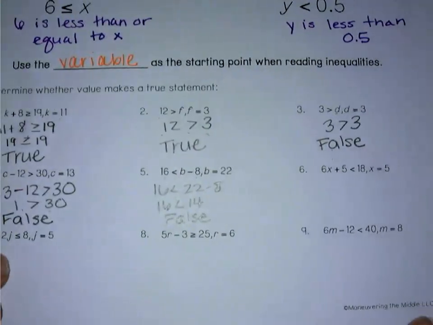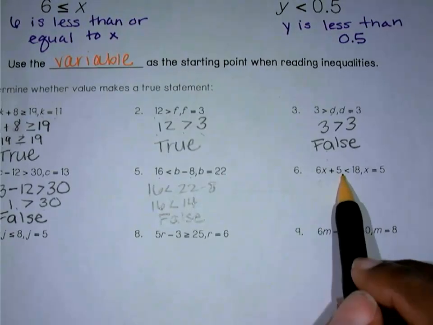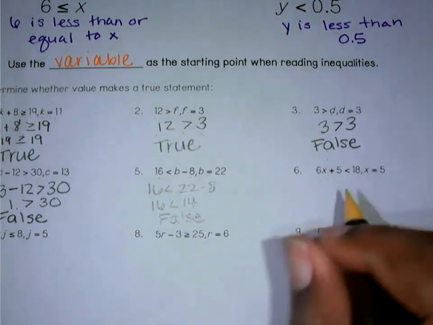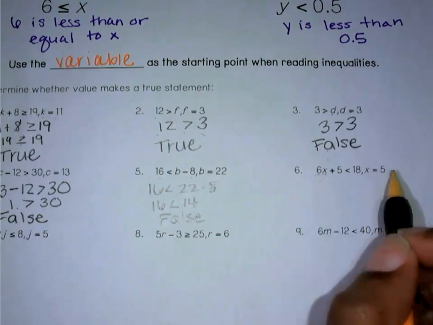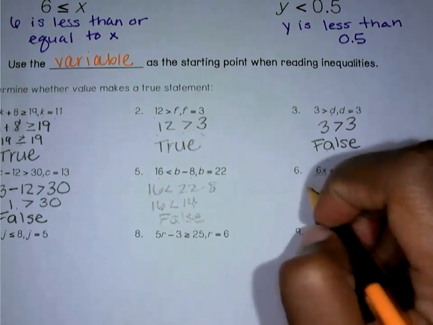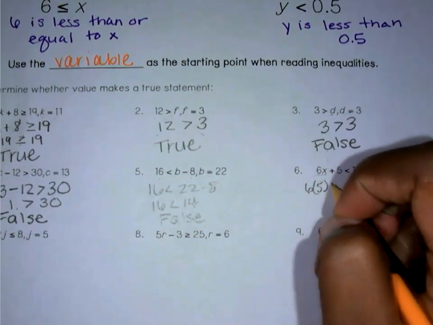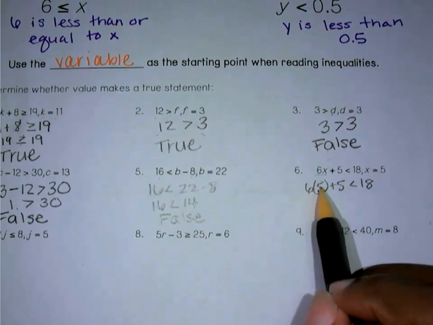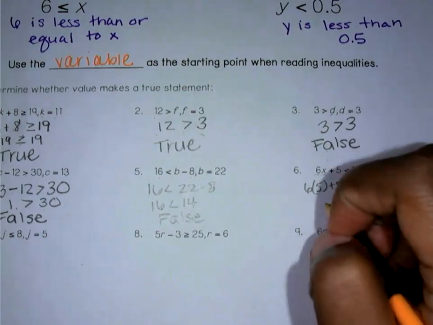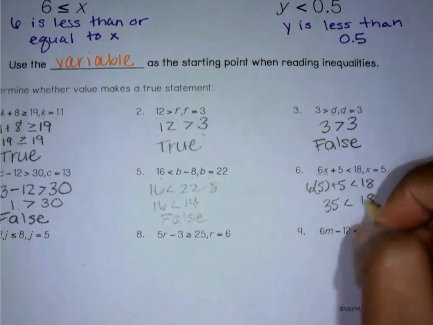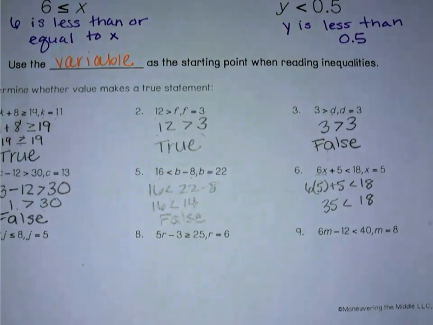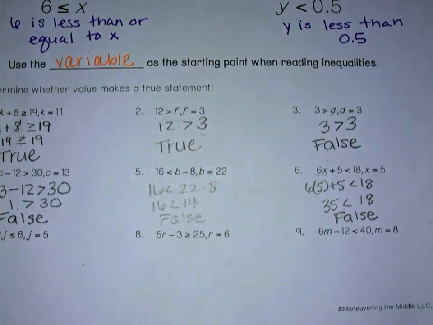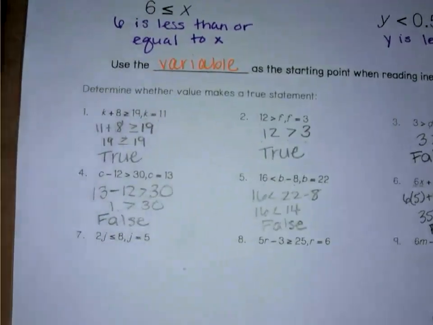Number 6, when you work this one out on the side, it says 6x plus 5 is less than 18, but x is 5. So plug in x. Remember, when you see it beside each other, you multiply. So when you plug in that 5, you have to multiply them together. So it's 6 times 5 plus 5 right there. Now you need to solve it out. 6 times 5 is 30, plus 5 is 35. Less than 18. Is 35 less than 18? No, this is also false. Okay, so far so good, nothing too complicated.